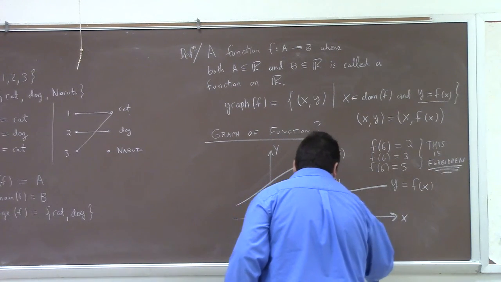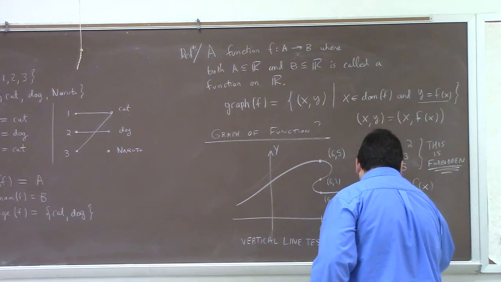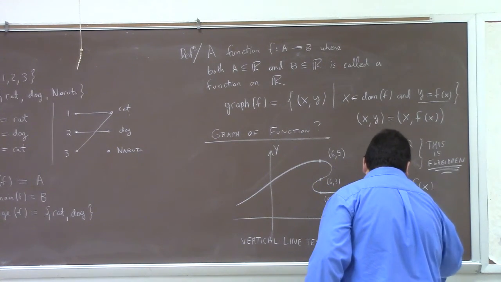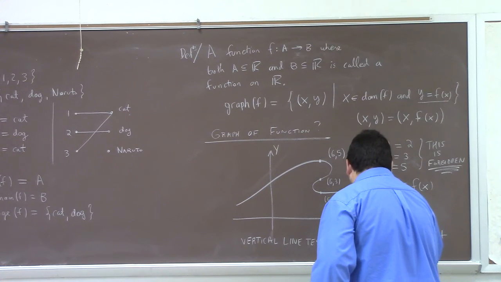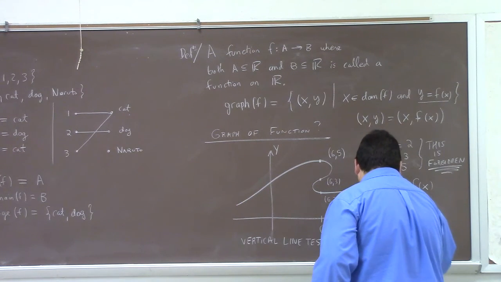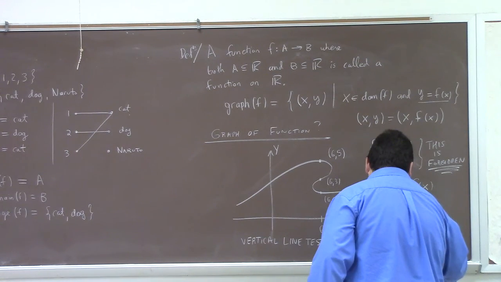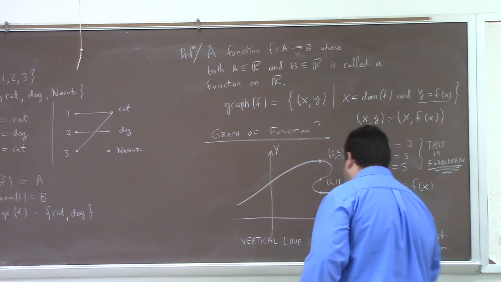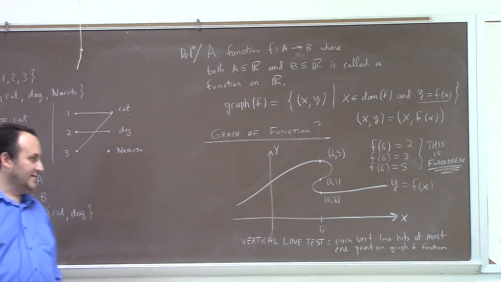Each vertical line hits at most one point on the graph of a function. Sorry, my handwriting devolves to bad writing at the bottom of the board. Sorry.